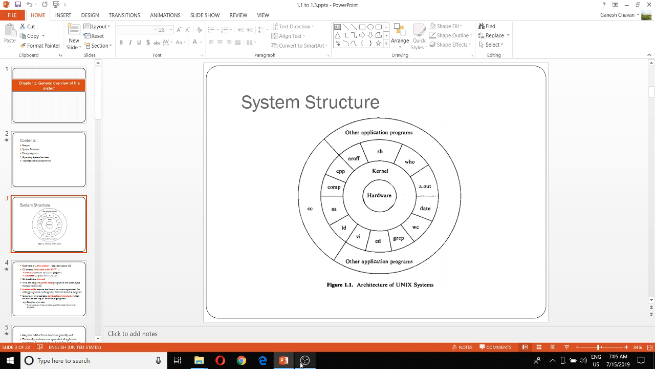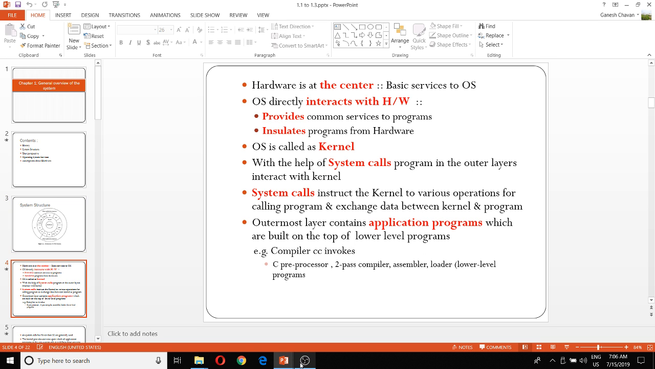Here you will find a circular diagram where hardware is at the core, hardware is associated with the kernel, and then system programs exist around that kernel. Rather, kernel avails all the services to all these system programs, and finally in the outer layer you will find other application programs where user can create its own applications and this can be utilized for their own activities. Now hardware is at the center and it is known as basic services to the operating system.